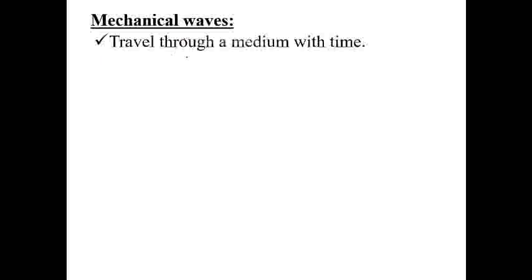The second one is mechanical waves. These mechanical waves can travel through a medium. That means they do not travel or propagate through a vacuum. Mechanical waves can travel through a medium, but they cannot travel in a vacuum. But electromagnetic waves can travel through a vacuum as well as through a medium. Therefore, they are different.